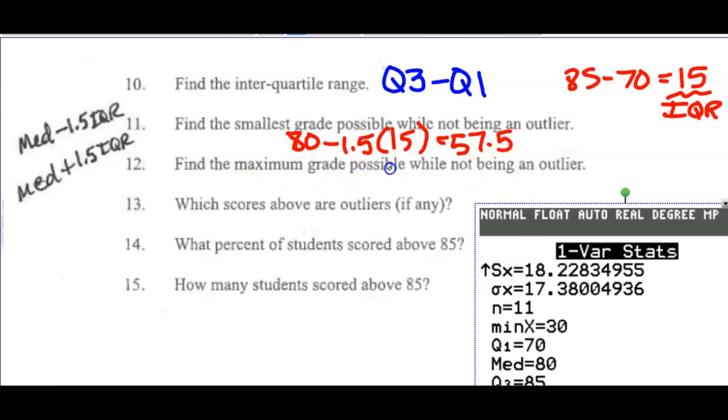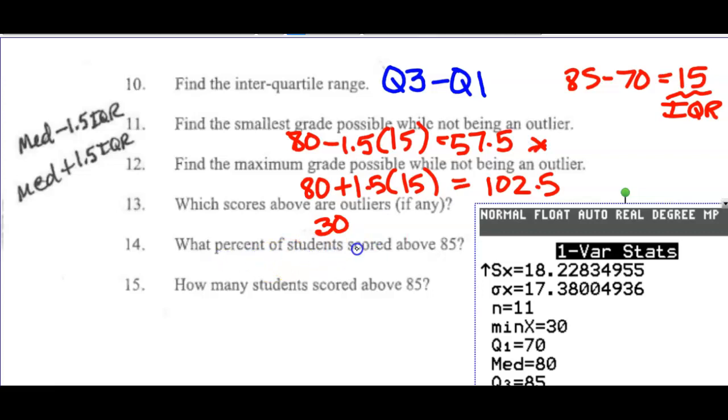And then find the maximum possible while not being an outlier. That is the same 80 plus 1.5 times the interquartile range, which I believe turns out to be 102.5, and we don't have anything that high. So which score is an outlier? It was that 30, because it's clearly below this number.